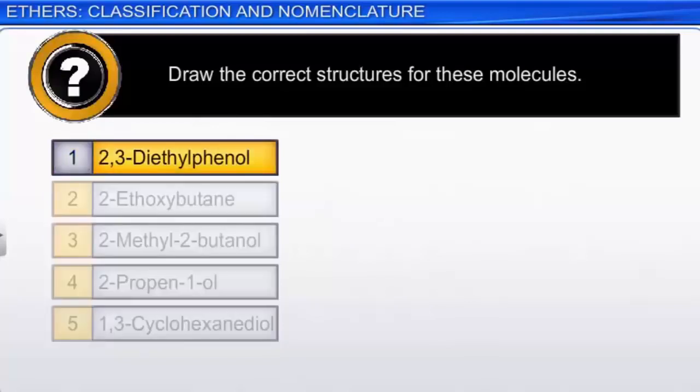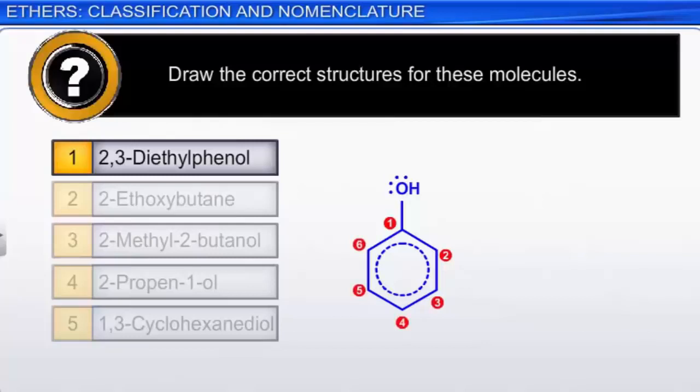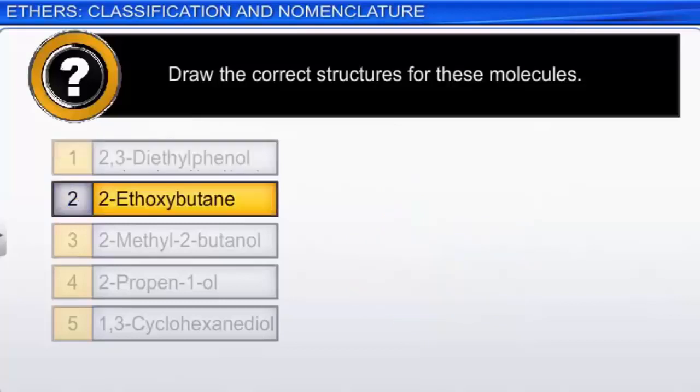Molecule 1 is 2,3-diethylphenol. Start by drawing a phenol ring. The location of the hydroxyl group is position 1 on the ring. Then, add ethyl groups at carbons 2 and 3. Molecule 2 is 2-ethoxybutane. Start with a butane chain which has 4 carbon atoms. At carbon 2, insert an ether linkage to an ethyl group.